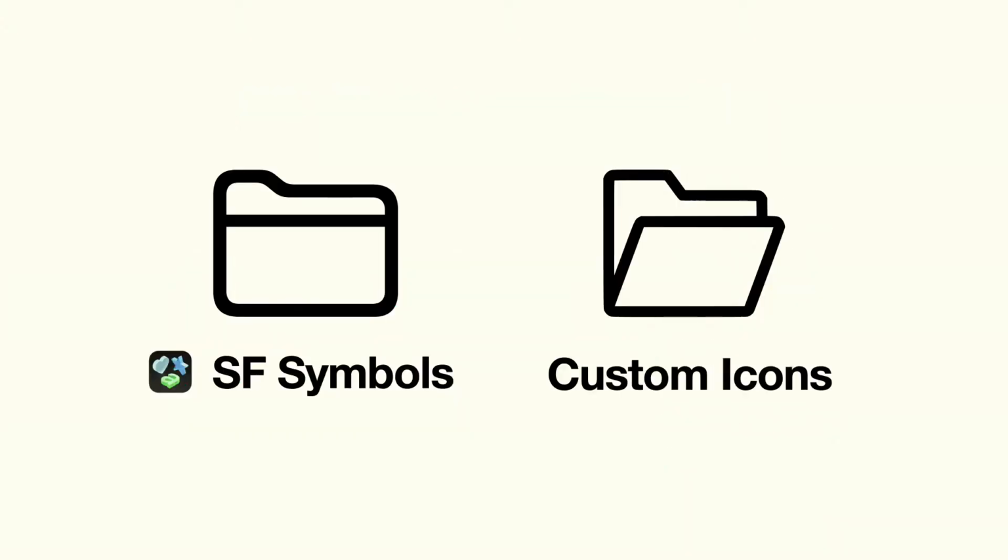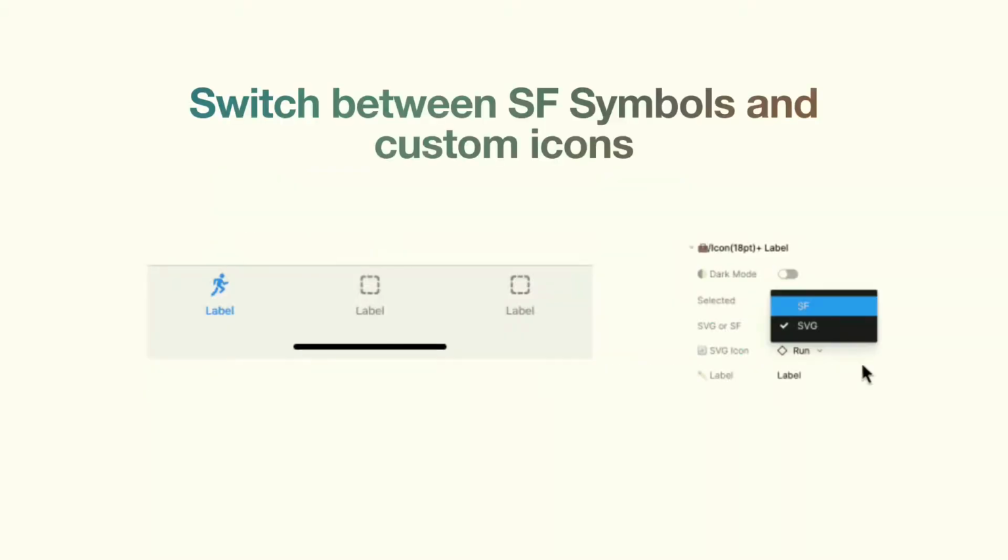Another thing we tackled is icons. So when we're designing, we use a lot of SF symbols or just custom icons or even a mixture of both. So in our kit, we wanted to be able to switch between the two icons just through a toggle, again in the properties bar.